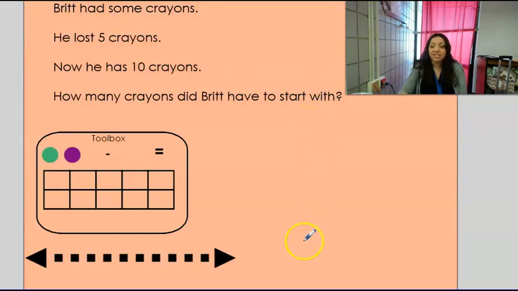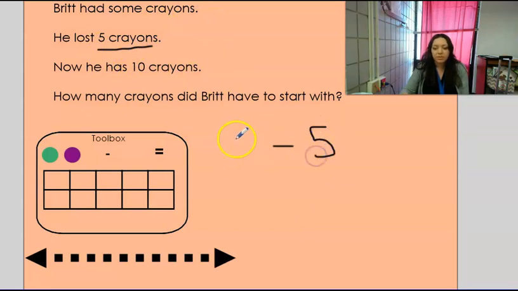All right, guys, we're going to listen to this problem very carefully. It says, Britt had some crayons. He lost 5. Now he has 10. So let's think about what that's telling us, okay? We took away 5 from whatever number this is. We don't know what this number is. I'm going to put a question mark. And now I'm left with 10. So I know when I'm doing a subtraction problem, the number at the beginning is going to be the bigger number. That's the whole. I'm taking away a part of it. So if I'm left with 10, let's go ahead and put 10 up there.